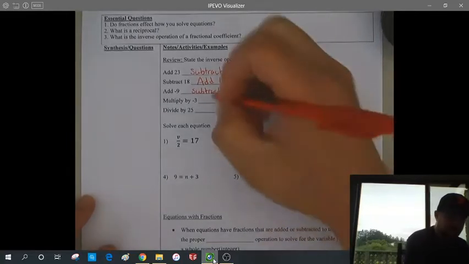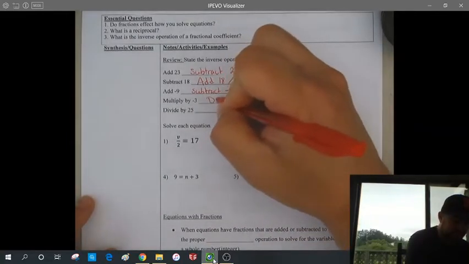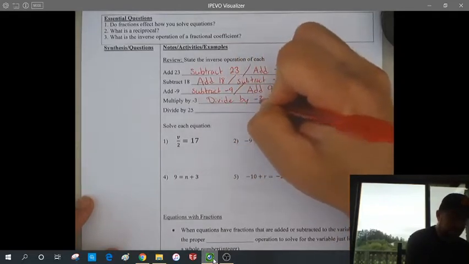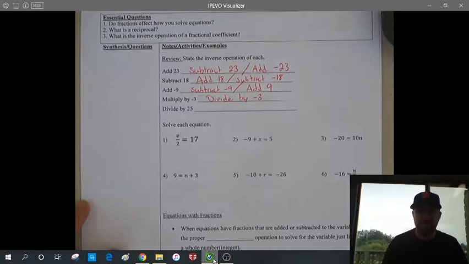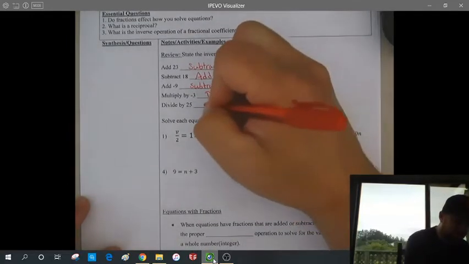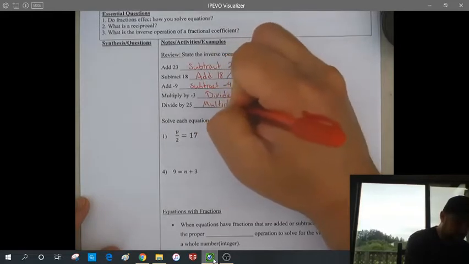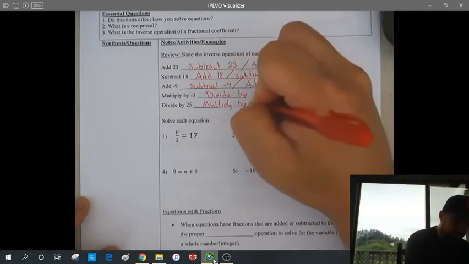Multiply by negative 3, the inverse operation of that would be to divide by negative 3. And dividing by 25 as an operation, the inverse operation, multiply by 25.